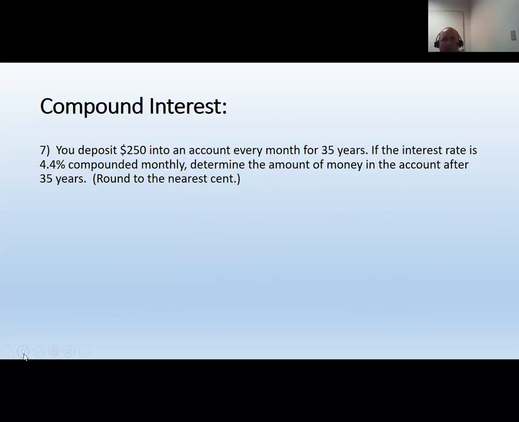Here's the next problem. It says you deposit $250 into an account every month for 35 years. If the interest rate is 4.4% compounded monthly, determine the amount of money in the account after 35 years. We're going to round to the nearest cent. You're going to need the future value of an annuity, because the deposits are made every month, which is a series of payments, but we're concerned with how much money is going to be in the account after 35 years. That's the future value of an annuity.